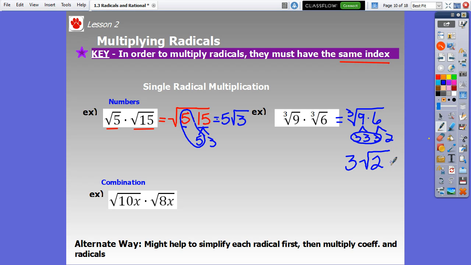Now, again, watch your index. Don't leave it like this. That's a square root, and we're not looking for a square root. We're looking for a cube root. If it's a combination of the two, what you want to do is just put the two numerical values next to each other.